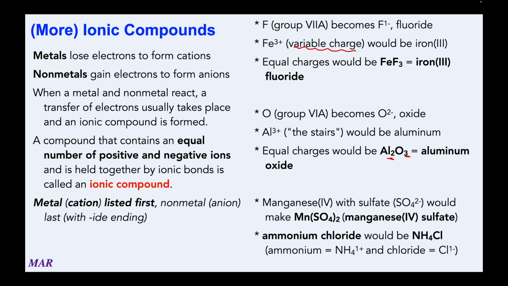You can also use the polyatomic ion ammonium, which is positive, to react with things. Ammonium chloride would be NH4Cl. Again, no parentheses because we're only using one polyatomic ion. Chemistry.